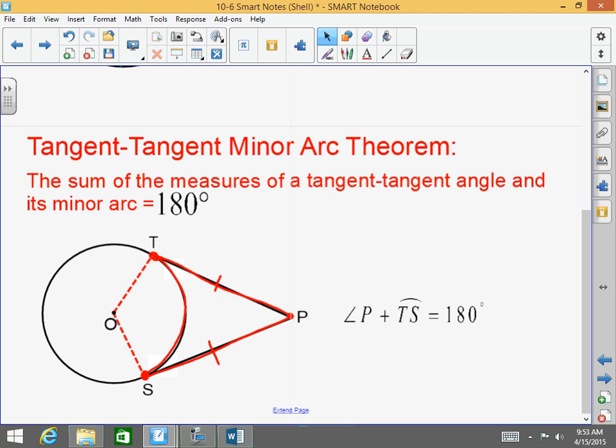I promise. So for example, let's say I tell you find angle TPS, but arc TS is, for giggles, 100 degrees. Angle P would be 80 degrees. Super powerful. So the sum of the measures of a tangent angle and its minor arc will always be 180. Pretty simple, right?